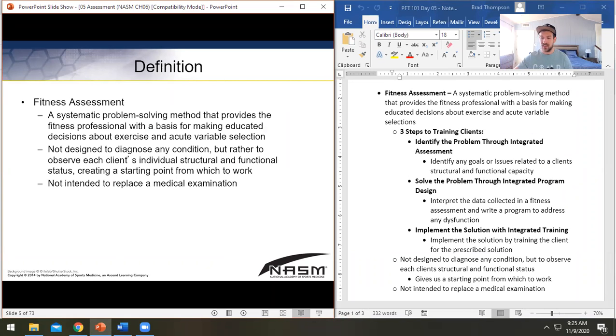Things to remember about assessments: obviously, it's not designed to diagnose any conditions. We've talked about this a lot of times. You're going to hear me say this 50, 60 times before you leave the program. We don't diagnose anything. That's not our job. We are observing posture. We are looking at someone's structural and functional capacity. That is not the same as diagnosing.